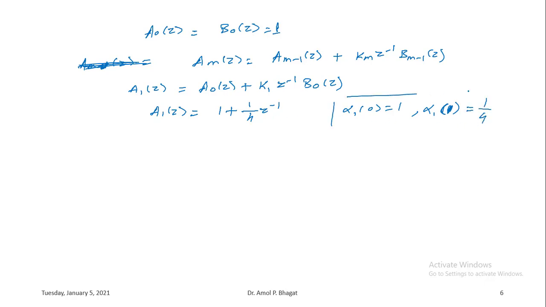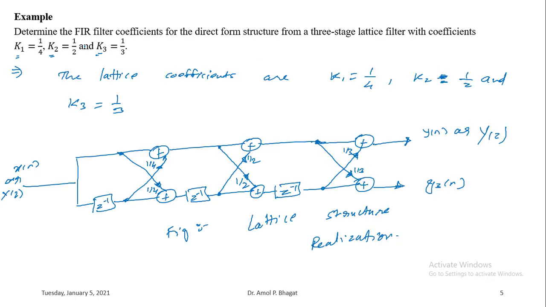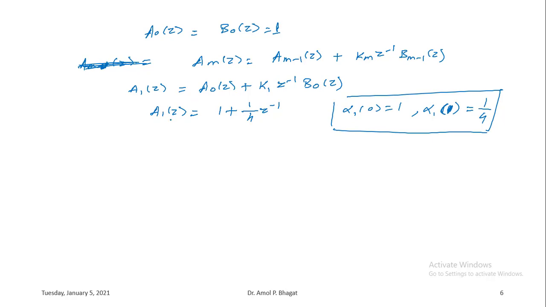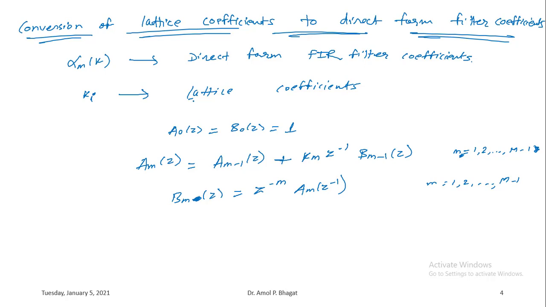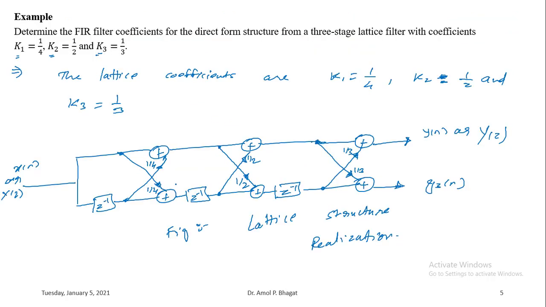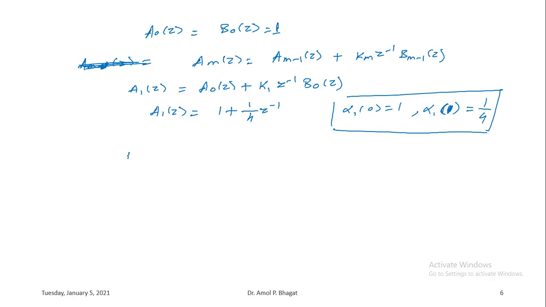So these two coefficients are there, correct? But you are interested in identifying the third order equation, right? Because it is a three-stage lattice structure. Okay, so now from a1 of z you can obtain b1 of z. For obtaining b1 of z, your equation is bm of z is equal to z to the power minus m and am of z inverse, right?